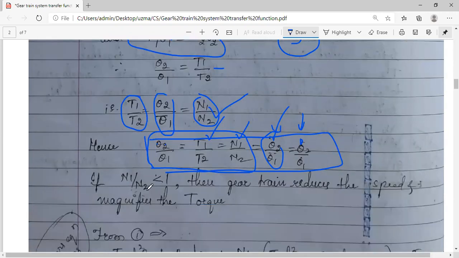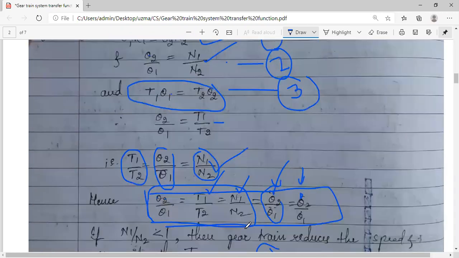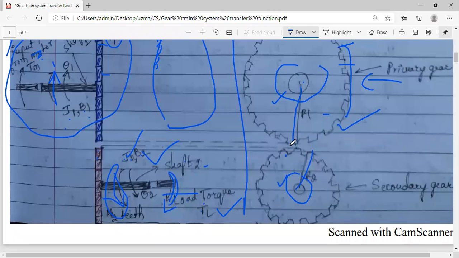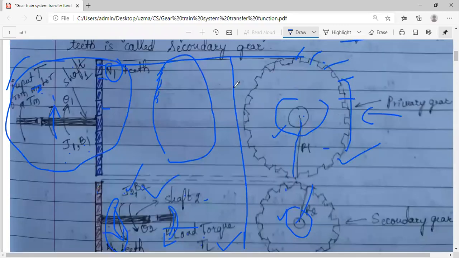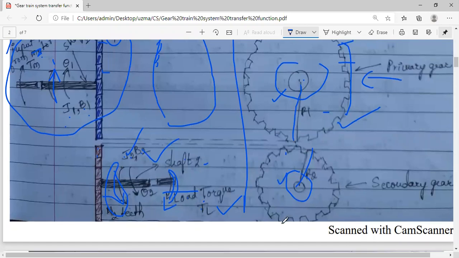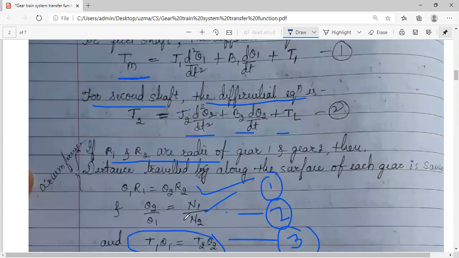Okay. So if n1 by n2 is less than 1, what do you mean by this? It means the numerator is small, the denominator is big. In the sense, in the structure I have drawn, the number of teeth n1, the number of teeth in the first gear, are small, they are lesser compared to the second gear. If that is the case, that is the condition.